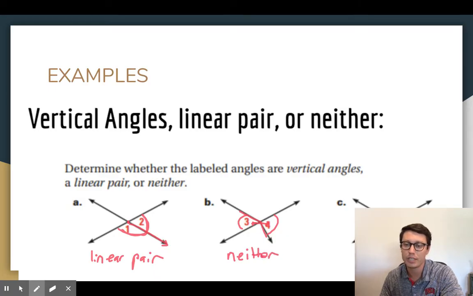Okay, over here, last one, angles 5 and 6. They're on opposite sides. We're on to a good start. Are these lines straight? Yes, they are. Straight lines, opposite sides. These are vertical angles.